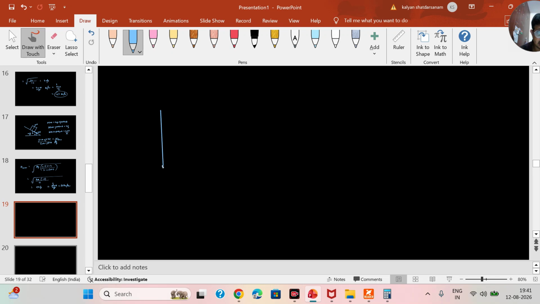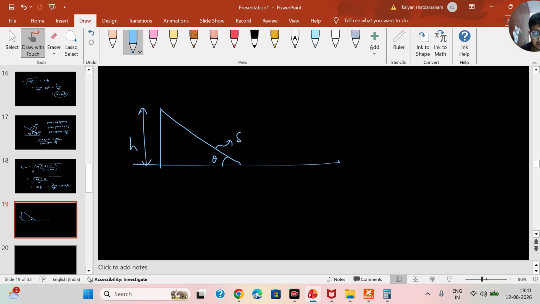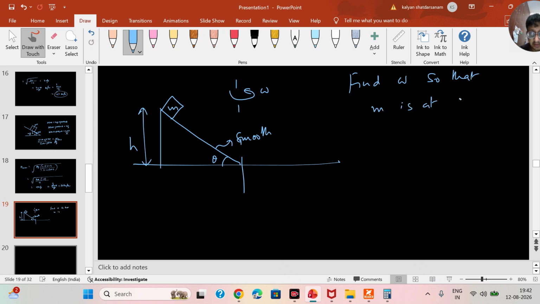Suppose I have an inclined plane of inclination theta, and let us say this height is h. This is a smooth incline, and there is a block of mass m kept here. This wedge is rotated about this axis with omega. Find omega so that m is at rest on the wedge.